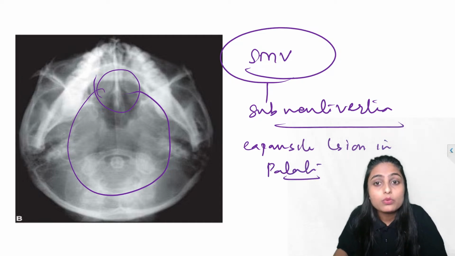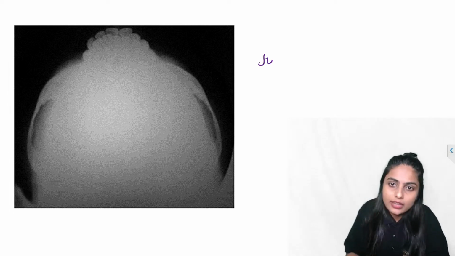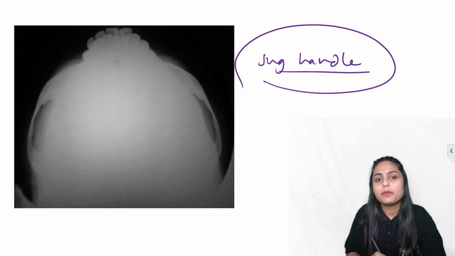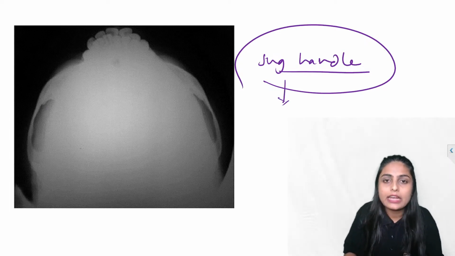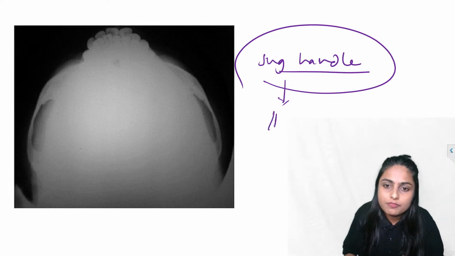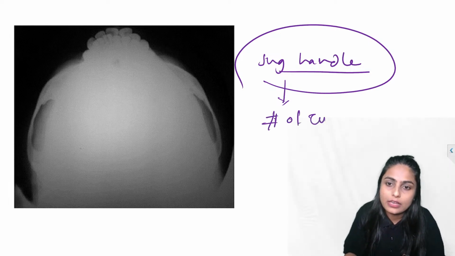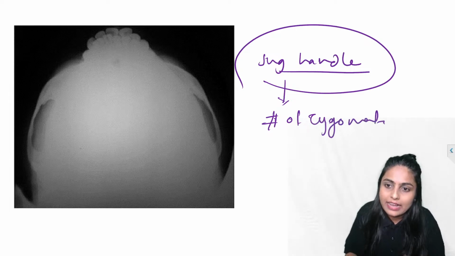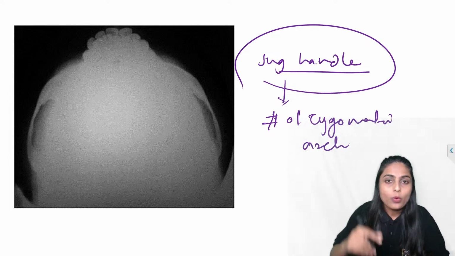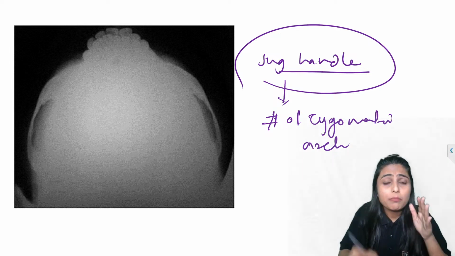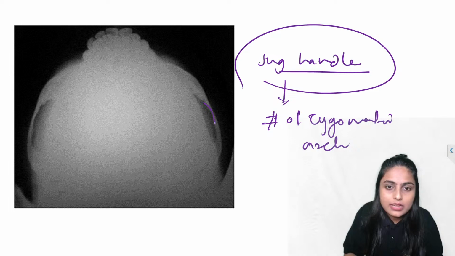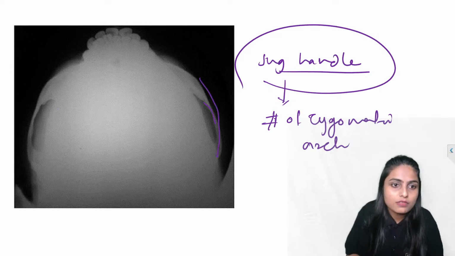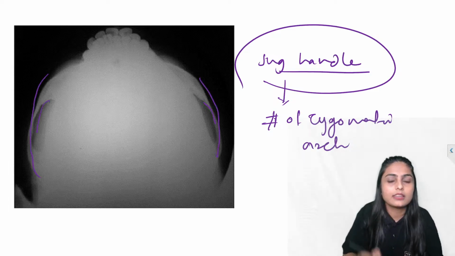Now coming on to the next view, which is jug handle. Jug handle view. अब jug handle में you can see this view, and the indication for this view is fracture of zygomatic arch. Why is this called jug handle? Because it looks like the handles of a jug, right? So these are zygomatic arches, and fracture of zygomatic arches is clearly seen in this.